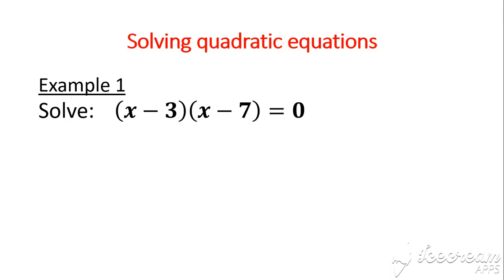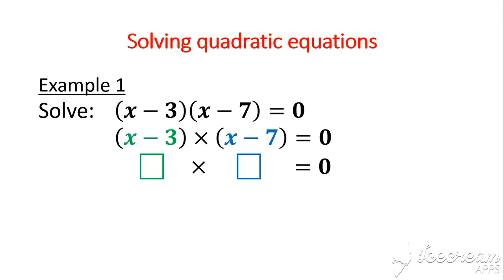All right, example 1. We're going to solve this equation. The first bracket is x minus 3 and the second bracket is x minus 7. And that's all equal to 0. So remember, when we have two brackets in algebra, it means the first bracket multiplied by the second bracket. So we have x minus 3 times x minus 7 is equal to 0.